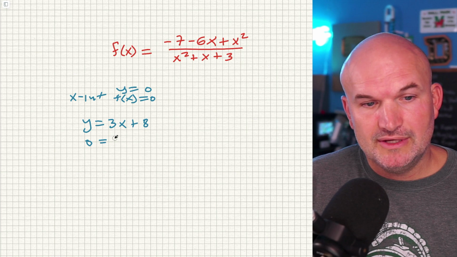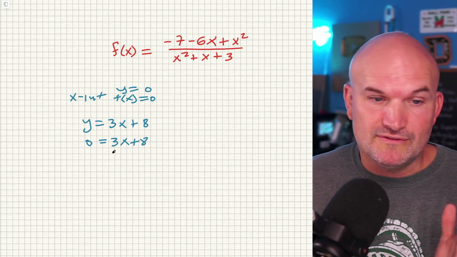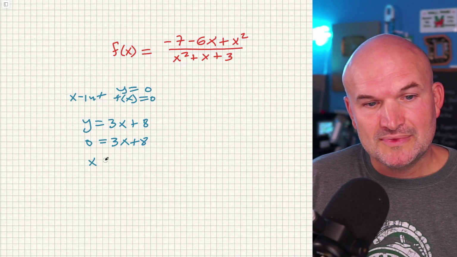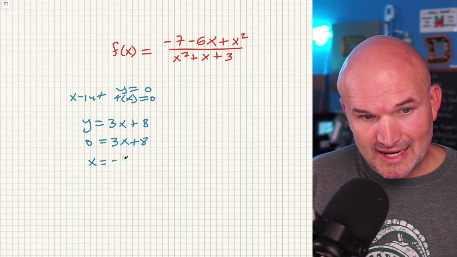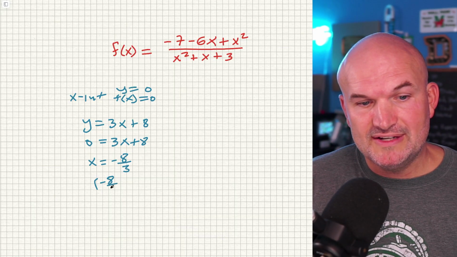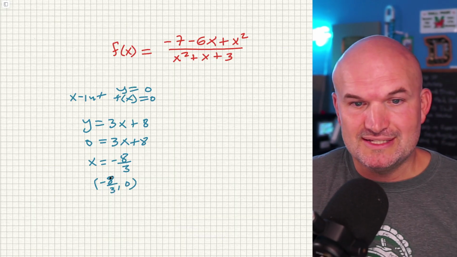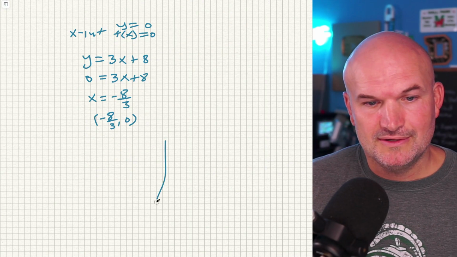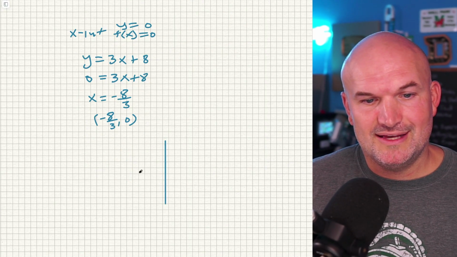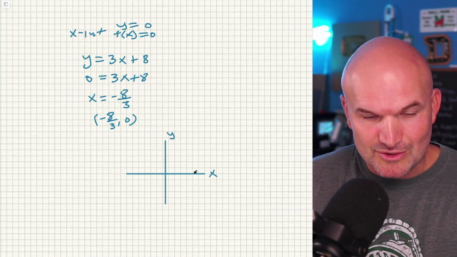So now I have 0 equals 3x plus 8. Now I only have one variable and I can go ahead and solve. Subtract the 8, divide by 3, x equals negative 8/3. I can now write that as a coordinate point of negative 8/3, comma 0, right? Because remember, the x-intercept is on the x-axis. This is a really bad x-axis, but that's the x-axis, that's the y-axis. So it has to lie on this.